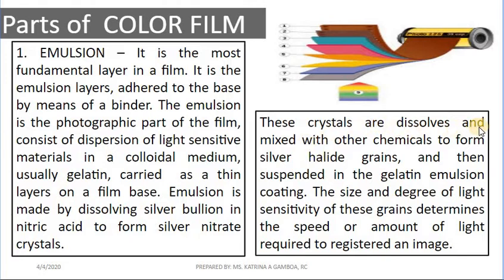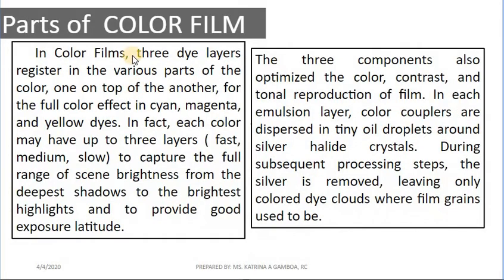So, these crystals are dissolved and mixed with the other chemicals to form silver halide grains. And then, suspended in the gelatin emulsion coatings, the size and degree of light sensitivity of these grains determine the speed, or amount of light required, to register an image. So, that is emulsion. So, in color films, there are 3 dye layers.